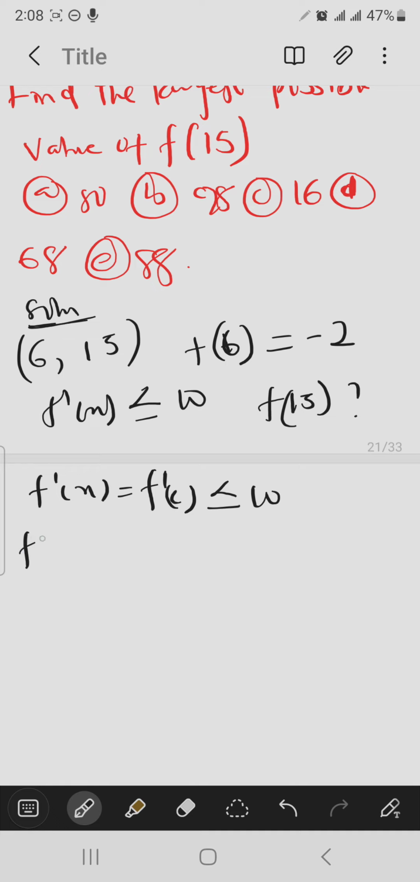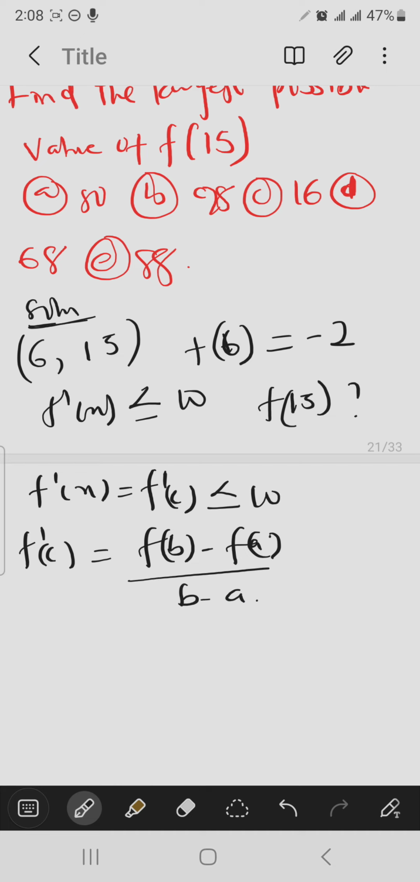So it means that f prime of c will now be equal to f of b minus f of a over b minus a. What is our f prime of this? It will now be 10. You know, we have less than or equal to here, it will now be greater than or equal to. What is f of b? This one is a, this one is b. It is f of 15 that we are looking for.